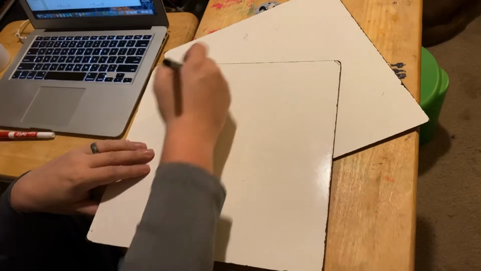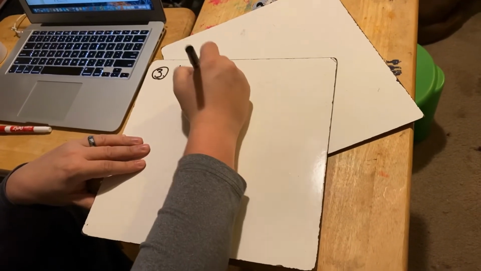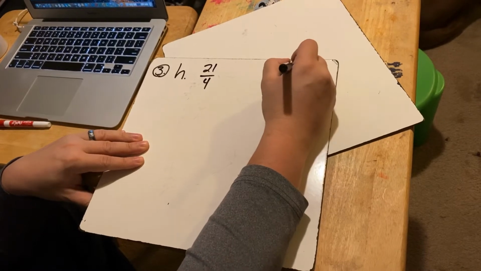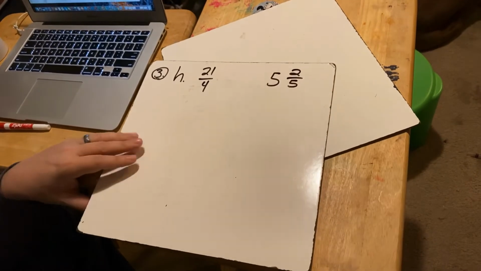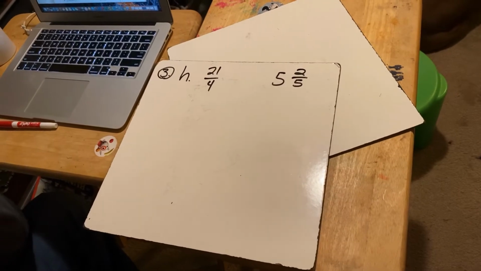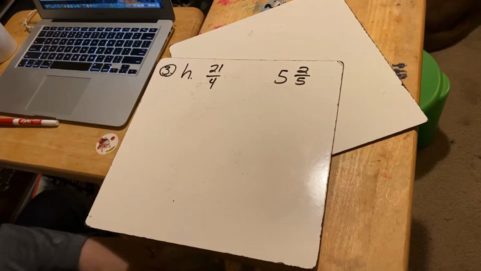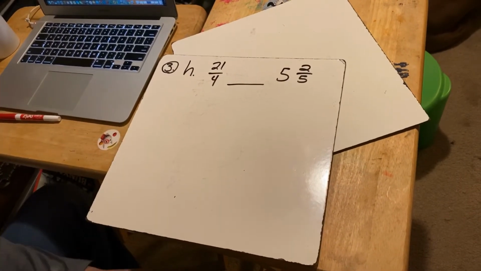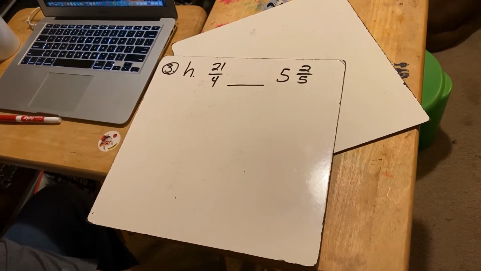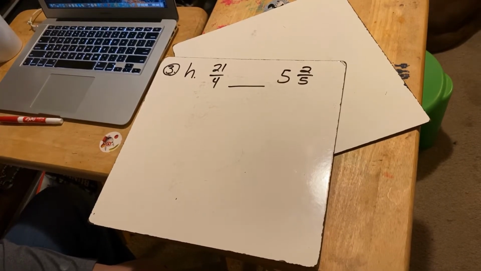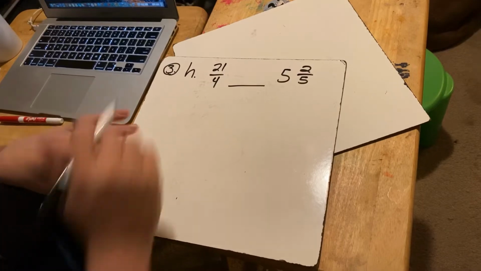H is going to be 21/4 and 5 2/5. Well, once again, we have an improper fraction and we have a mixed number. And honestly, it's really hard to compare them that way. So here's what I think I want to do. I want to make both of these mixed numbers.